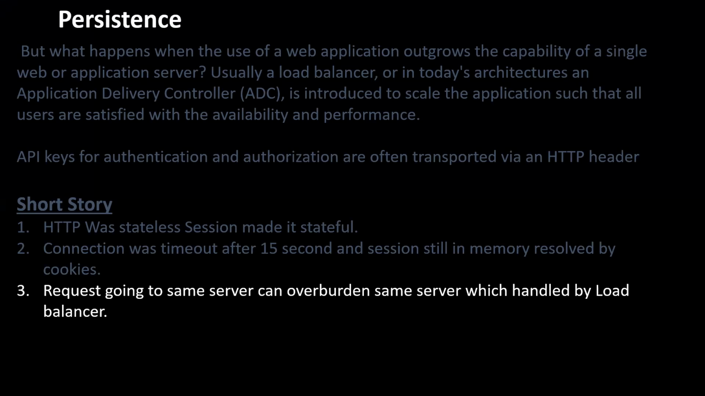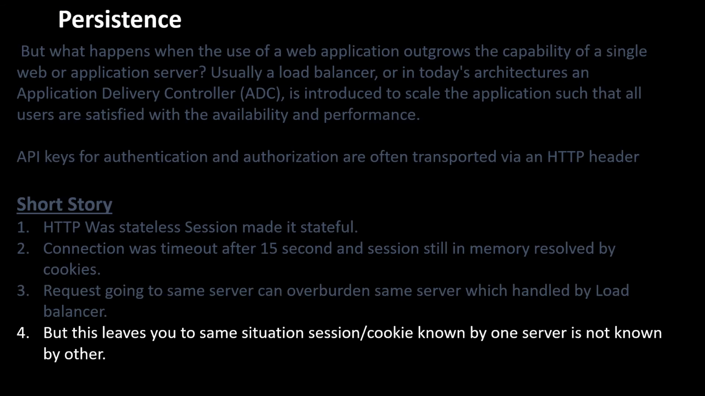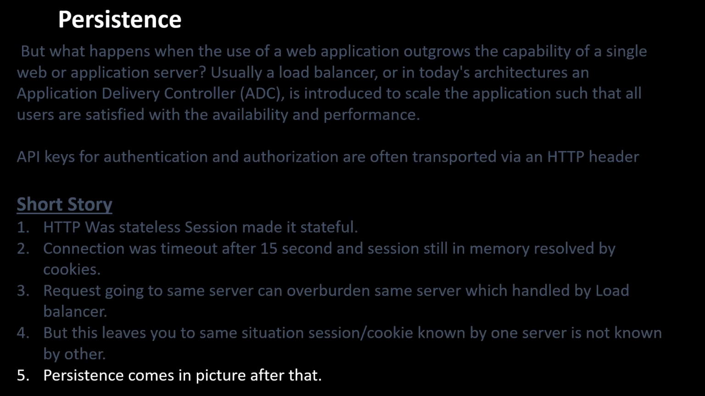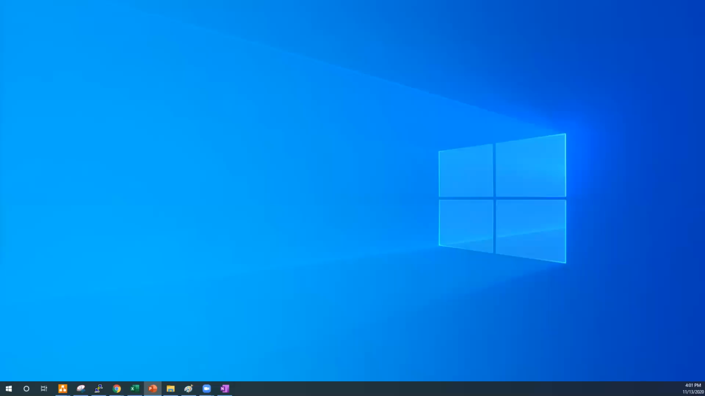Okay, requests going to the same server can overburden that server, which is handled by the load balancer. Okay, the load balancer can now send the request to another server, but that created another issue. If one user is authenticated from server one, server two is not aware of that, and the user can get an error. Okay, and if you are doing any transaction from your bank, your request should always go to the same server. If it goes to another server, it is not aware of that and your transaction will be interrupted. This leads to the situation where session cookies known by one server are not known by another. Persistence comes into the picture after that and resolves the issue. Okay, so that was all about persistence and why it came into the picture.